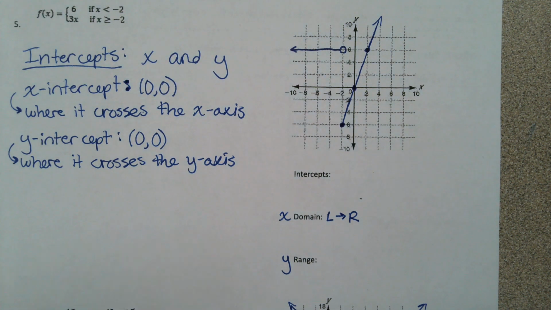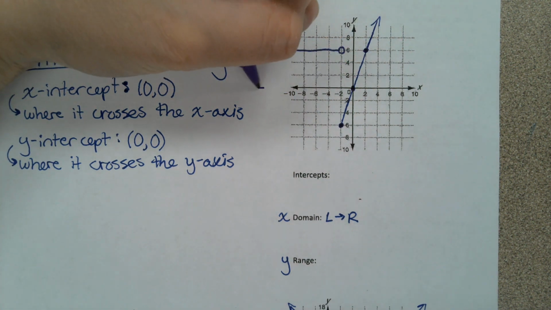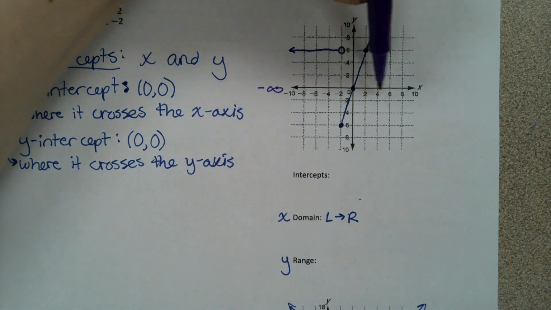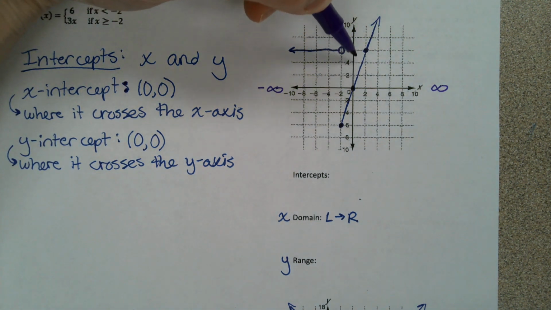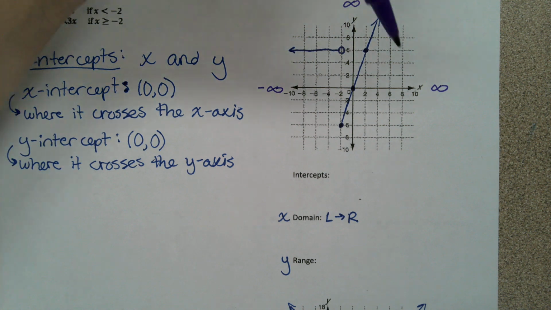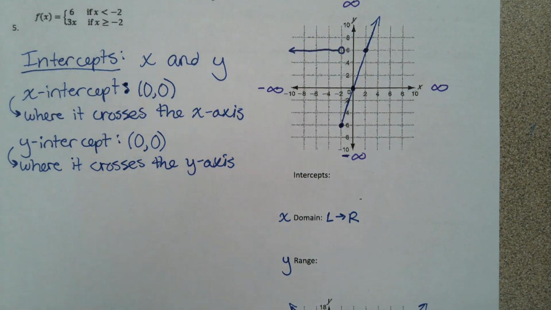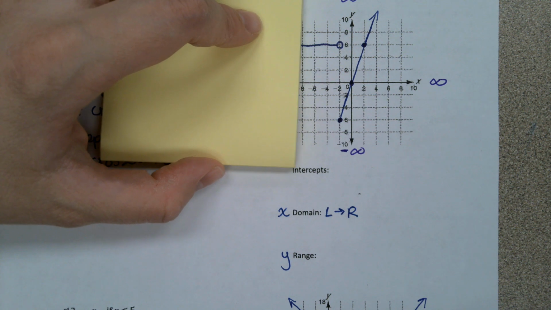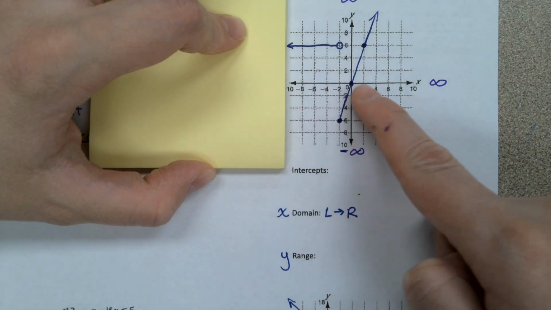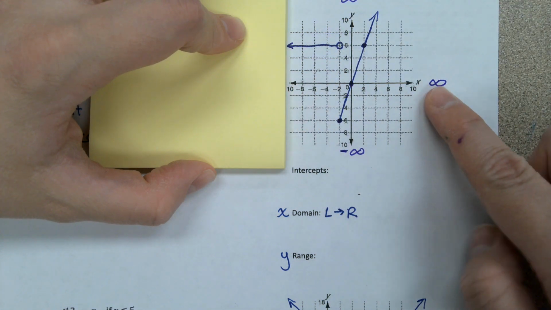Oh, I almost forgot. Reminder of your infinities. Moving left, we have negative infinity. Moving right, we have positive infinity. Moving up, we have positive infinity. Moving down, we have negative infinity. We're going to use these in a moment. So, starting on the left side of the graph, notice that when I move from left to right, I'm only concerned about the x values. We are not looking at the y-axis, just the x values.